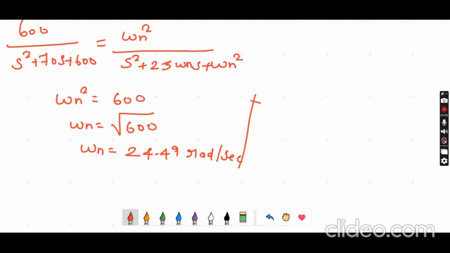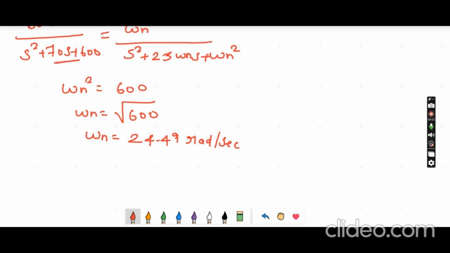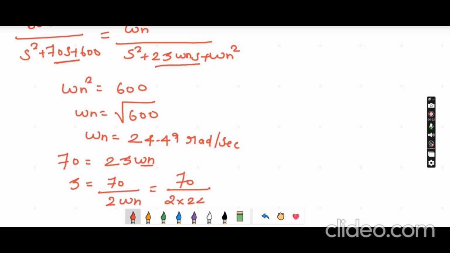Similarly, the value of zeta can be obtained by equating the terms 70 and 2 zeta omega n. So 70 equals 2 zeta omega n. We already know the value of omega n, it is 24.49. If we substitute that, zeta will be 70 divided by 2 omega n, so 70 divided by 2 times 24.49. So the zeta value is 1.43. That is the value of the damping ratio zeta. So we have obtained damping ratio zeta and undamped natural frequency omega n for the given C(t) for the second order system.